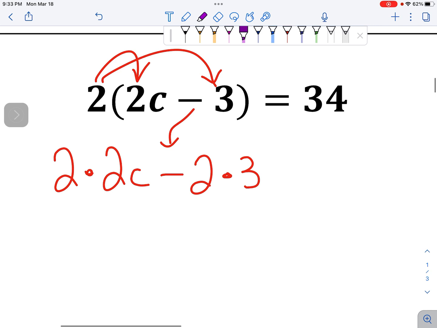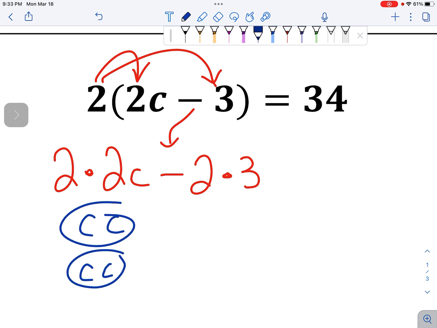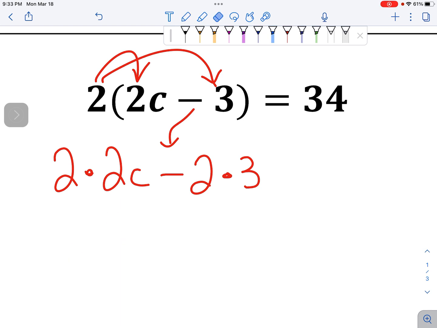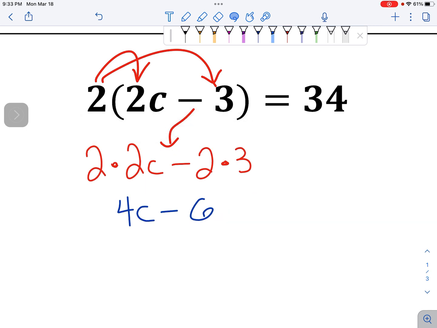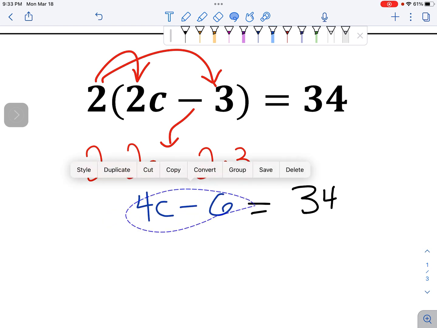Okay, I have no idea what 2 times 2C is, but I do know that if I draw 2 C's twice, there's time number 1, there's time number 2, I have 4 C's total. So I can write that. 2 times 2C is 4C minus 2 times 3 is 6. That's fairly easy. And on the other side, we have 34.